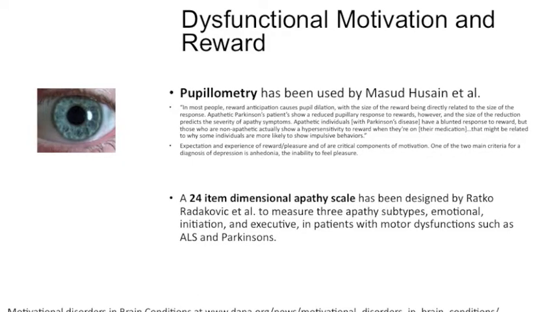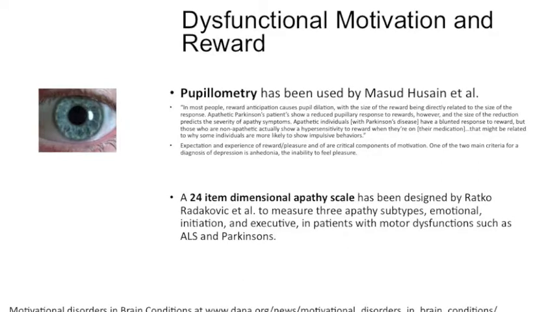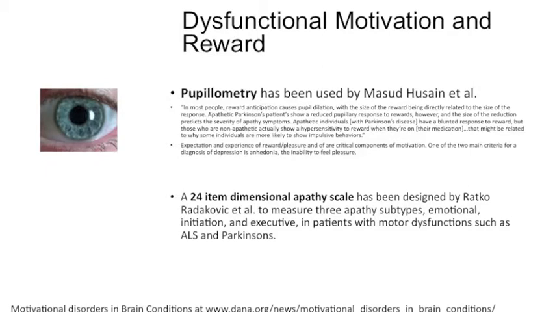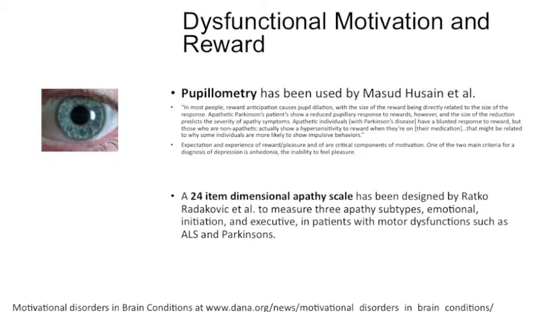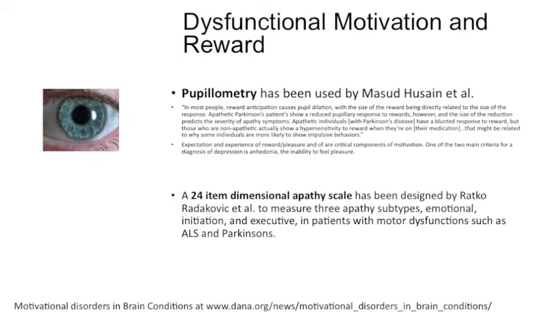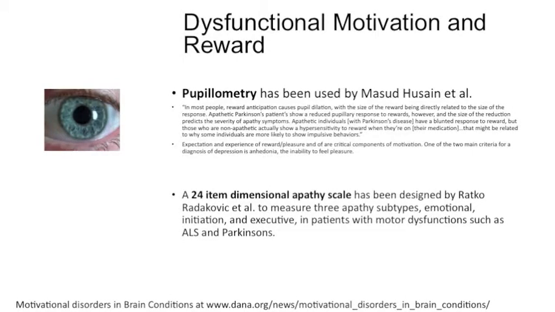Motivation and reward processing have been measured in a variety of ways as they pertain to these various diseases. For instance, in most people, the anticipation of a reward is correlated with pupillary dilation. One research group found that the degree of apathy in patients with Parkinson's was correlated with reduction in pupillary dilation when exposed to reward cues. Another measure of apathy in Parkinson patients includes a 24-item dimensional apathy scale.